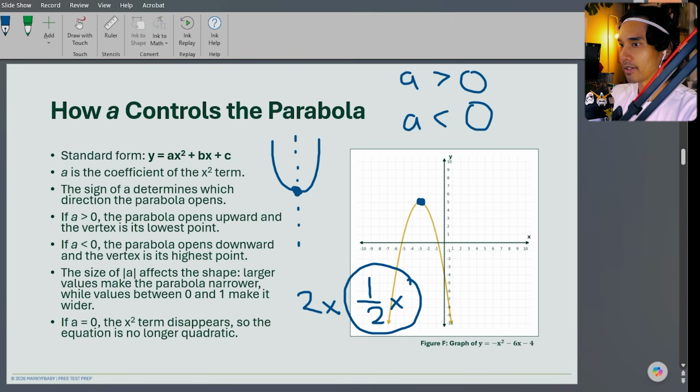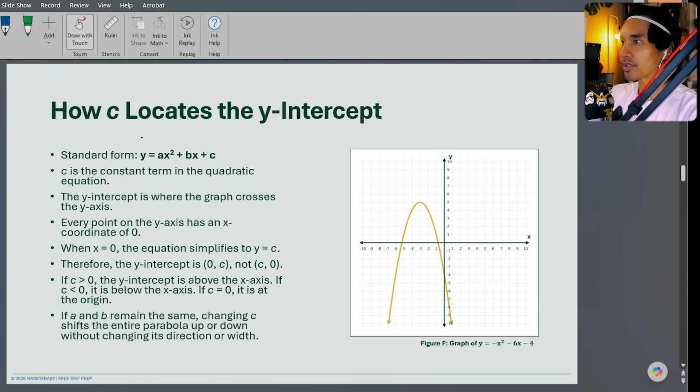Next, how c locates the y-intercept. We talked about a, now we're talking about c. And c is just the y-intercept. Just like the linear function, if you made everything else 0, you'll get y is equal to c, and then you will get 0, comma, let's say in this case, 0, comma, -4. And then our y-intercept is -4.